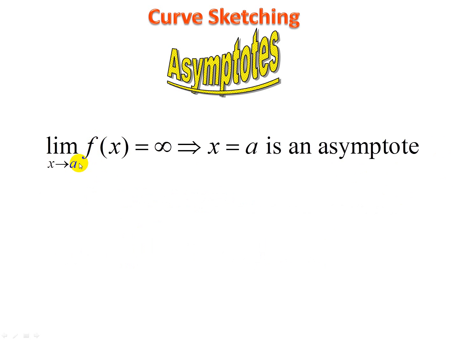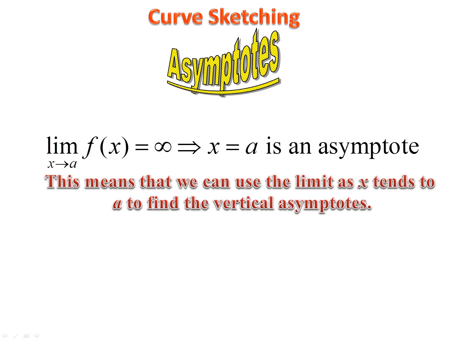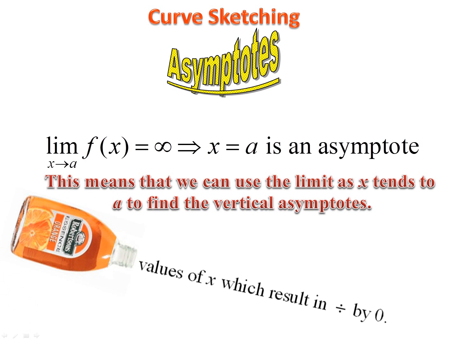If the limit of f of x as x tends to a is infinity, or negative infinity, then x equals a is a vertical asymptote. So if we have to find the vertical asymptote, we say what must x approach to make the function tend to infinity. In essence, it means what value of x gives us division by 0.